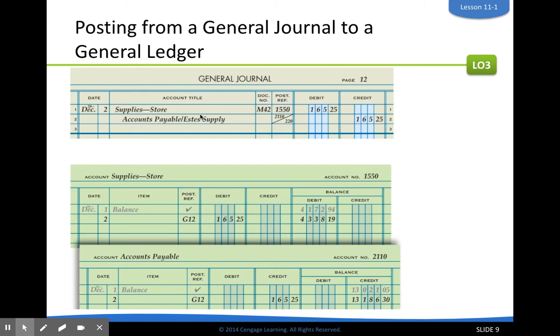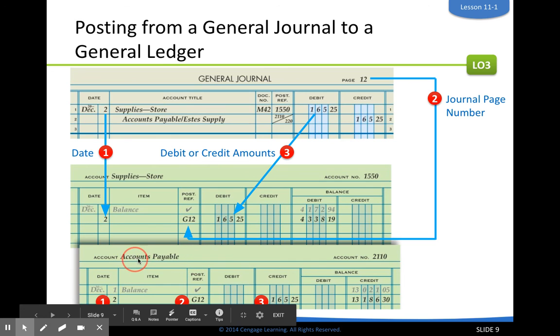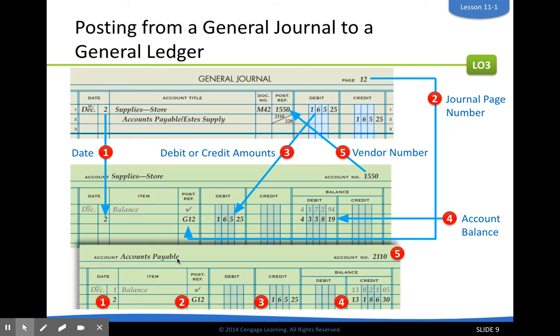Now we need to post the other half of those entries, with the date, G12 for General Journal, page 12. You'll post the amount exactly as it is on the row that you're posting. So notice we've already posted the Estes supply, the credit of $165. Well, we need to post that credit of $165 to accounts payable as well. Update the balance, and then we'll put our vendor number or account number back up into the General Journal.